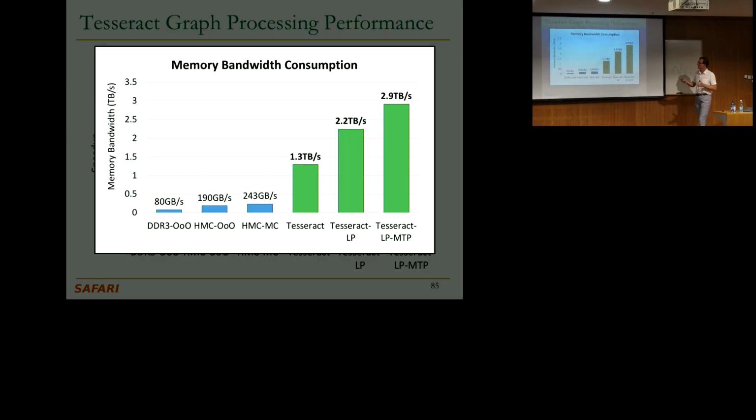OK, so where are the benefits coming from? Partly because we're exploiting memory bandwidth quite well. So these are the other systems over here. They can exploit memory bandwidth. They don't have a lot of memory bandwidth to exploit, and they're exploiting as much as possible. In this case, we have 8 terabytes per second, and we're exploiting about 2.9 terabytes per second. It's not the entire thing, but it's not that bad also.